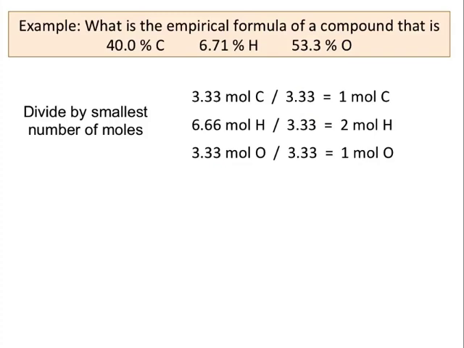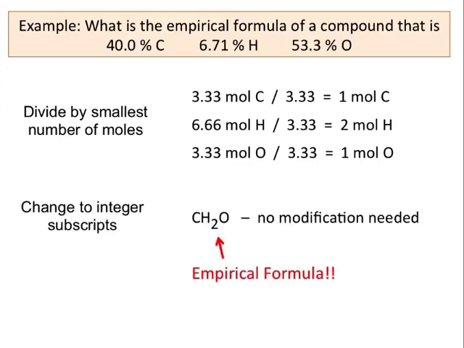1 mole of carbon for every 2 moles of hydrogen for every 1 mole of oxygen, irrespective of the sample size. Now, sometimes you have to work to change these to integer subscripts. In this case you don't. So then you just write down the empirical formula, CH2O. Ta-da! Here it is. This is the empirical formula of this compound. And if that's all that the question is asking, now you're finished.